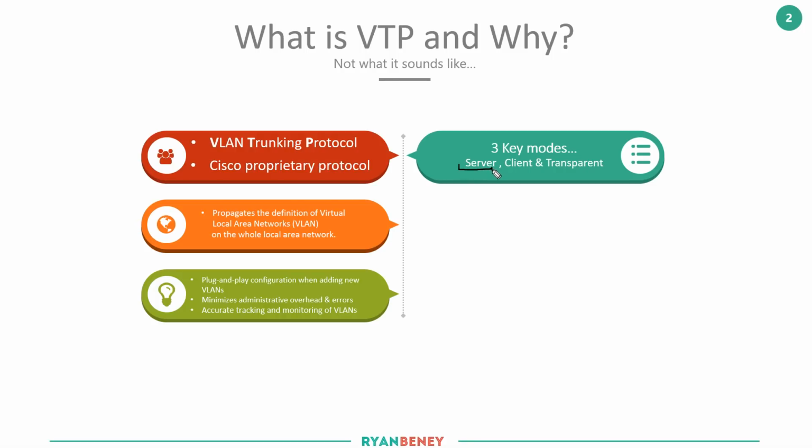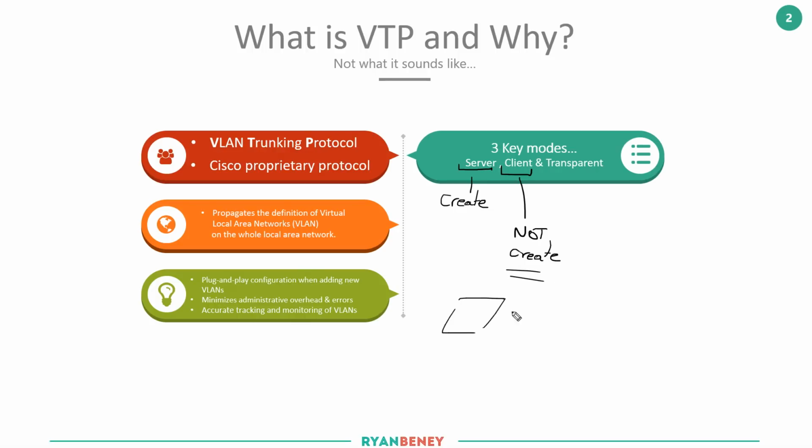Now, server, like I said, is the default, and it allows you to create VLANs, delete VLANs, as in using the VLAN command, and it will allow you to propagate out the trunks. Client, you cannot create VLANs. You can only accept stuff from the server.